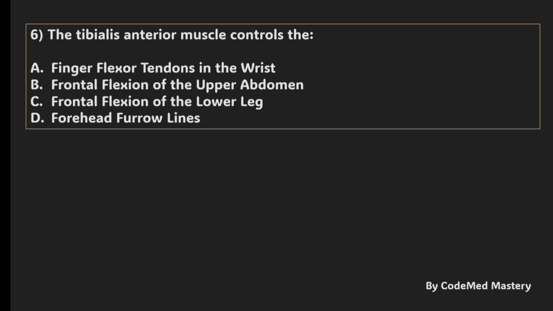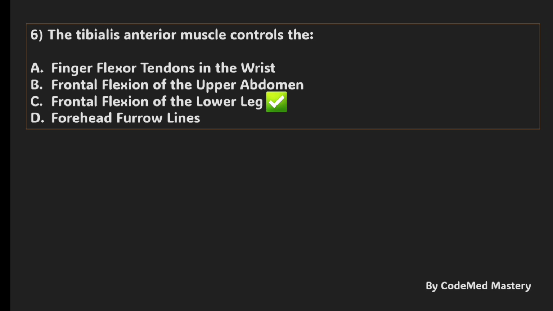The tibialis anterior muscle controls: Option A, finger flexure tendons in the wrist. Option B, frontal flexion of the upper abdomen. Option C, frontal flexion of the lower leg. Option D, forehead furrow lines. And the right answer is option C, tibialis anterior muscle controls frontal flexion of the lower leg.